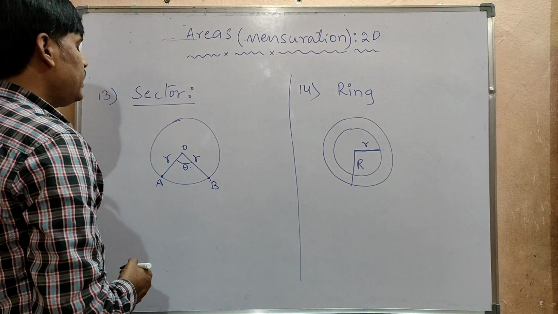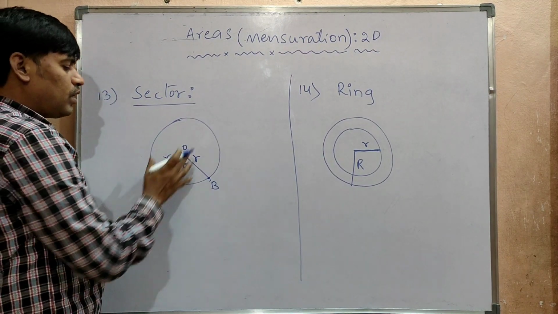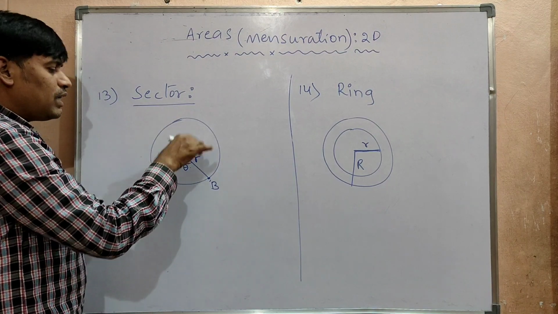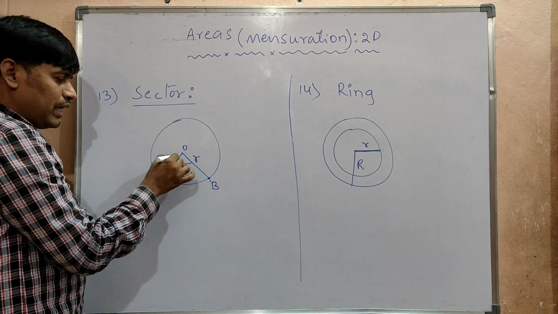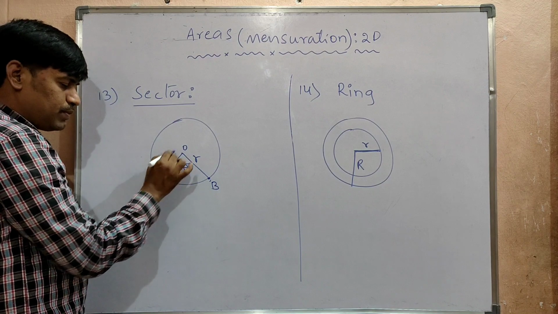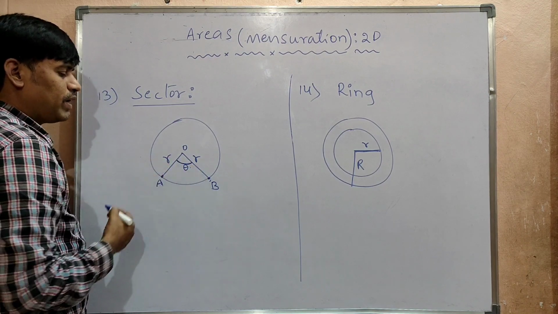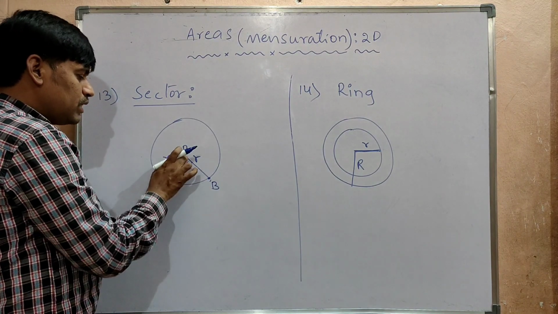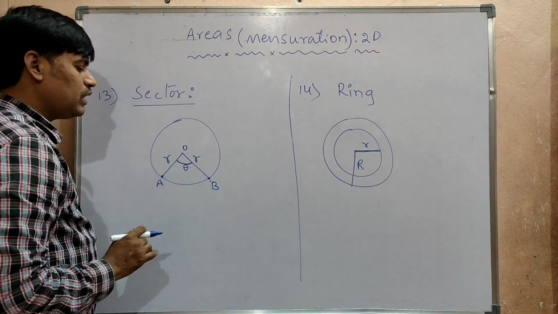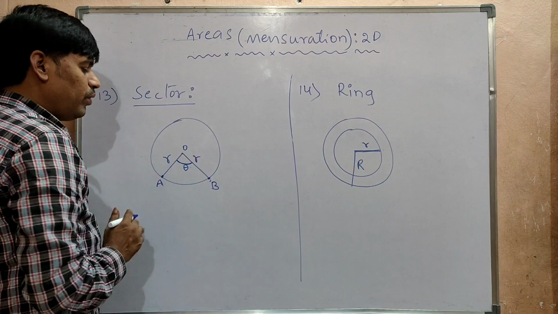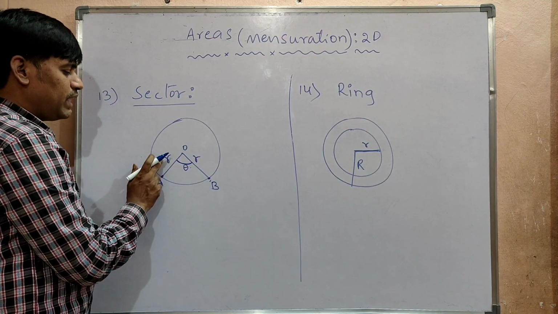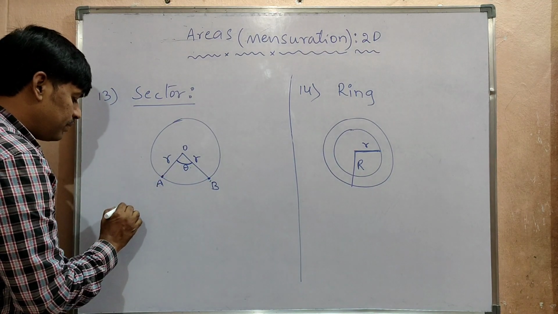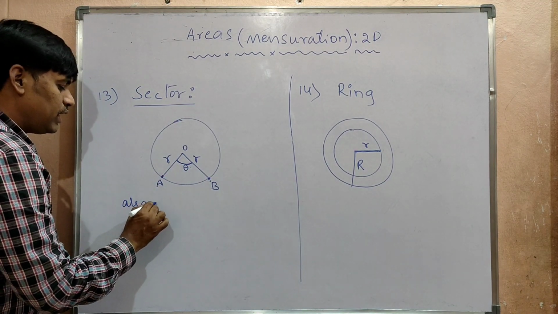Now I am taking the sector. Now the area of the sector. Here in this circle, there is a small part. This part consists of some angle theta. This part is known as the sector only. This sector has radius r, here also radius r. The angle is theta.